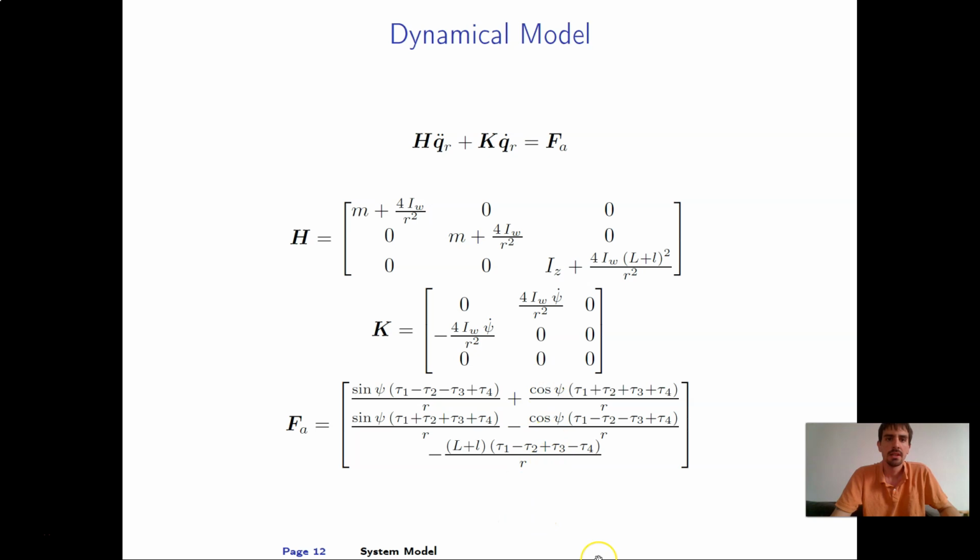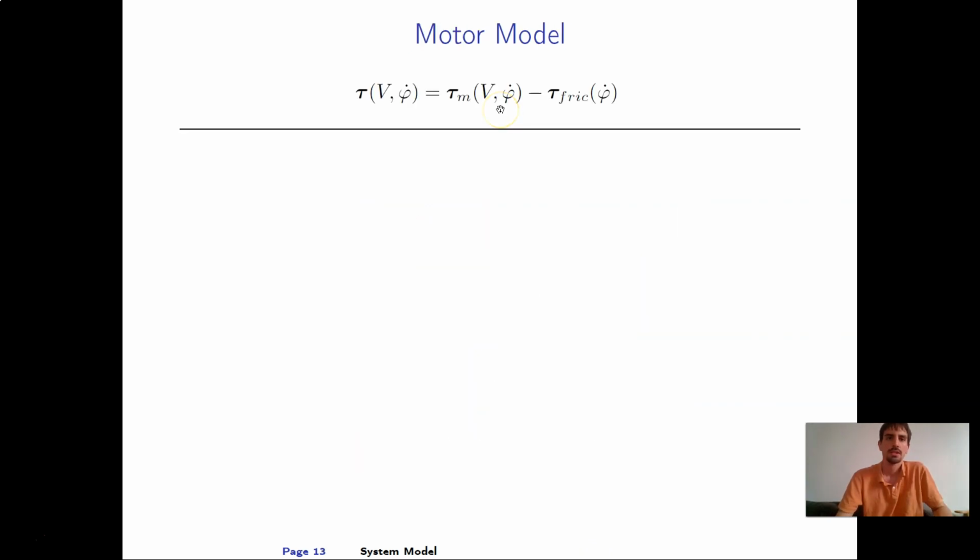and Fa is the generalized force of actuation, which depends on the torques acting on each wheel, tau1 to tau4. As we mentioned previously, we want to model the motors in order to be able to minimize their energy consumption. Therefore, we need to find an expression to get the torque acting on each wheel in terms of the voltage of each motor and the state of the wheel.